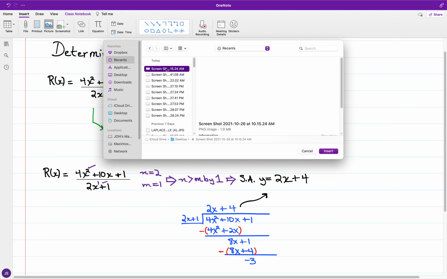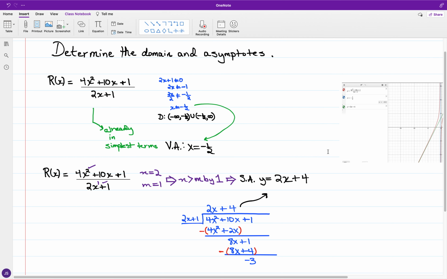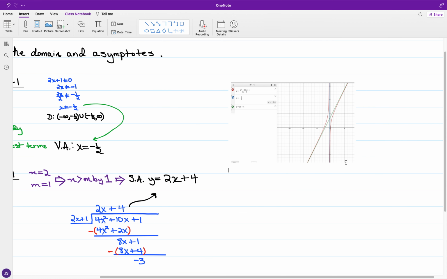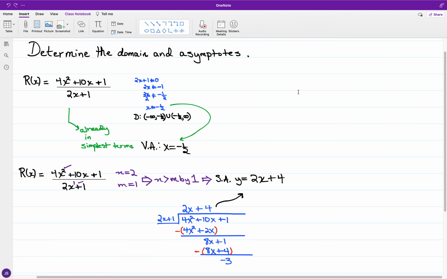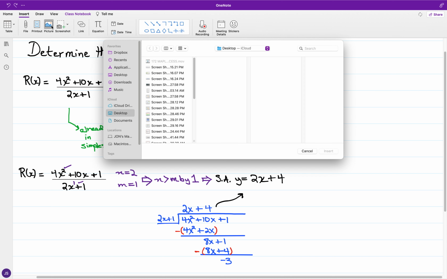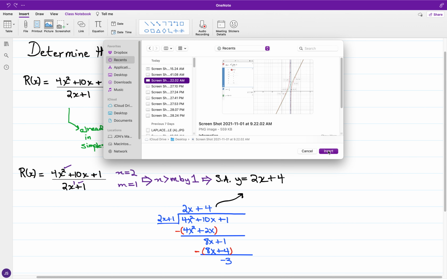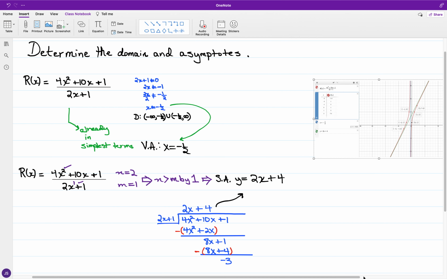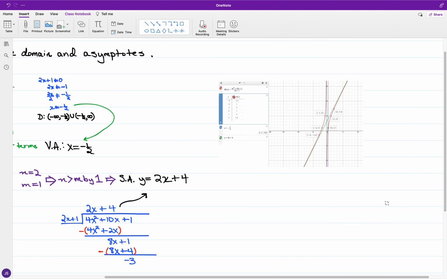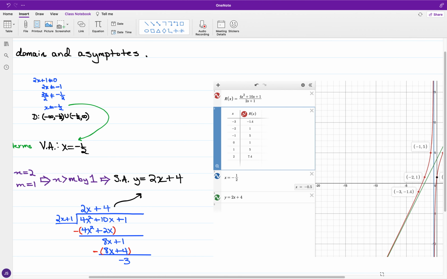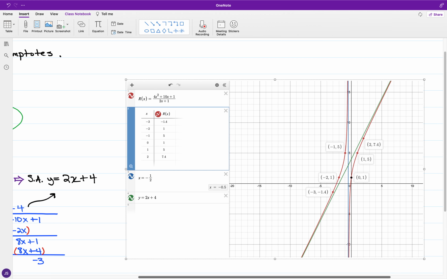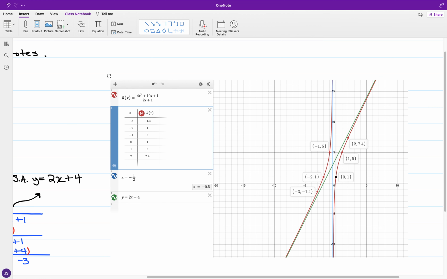And so just looking at what we have in this case, let's see if I can. Yeah, here we go. So let me give you one that's probably a better capture. Here we go. All right. So you have r of x equal to 4x squared plus 10x plus 1 all over 2x plus 1.